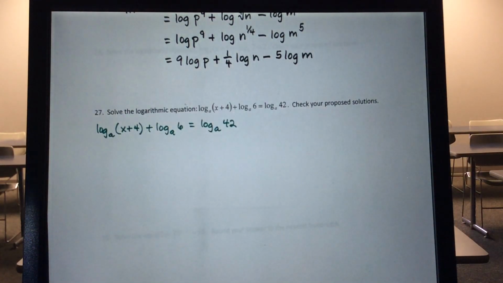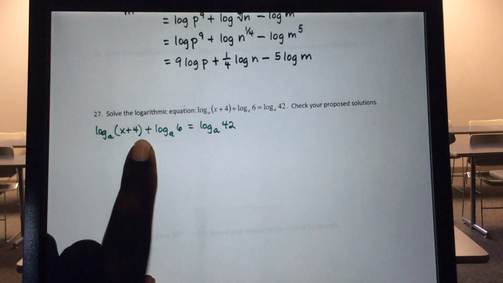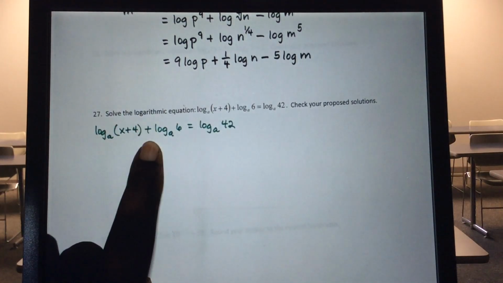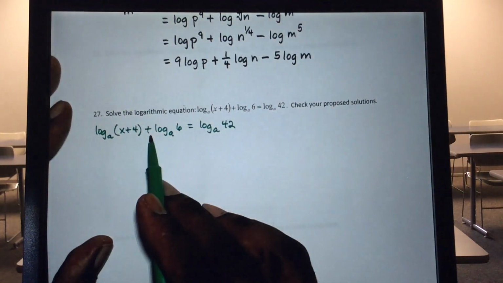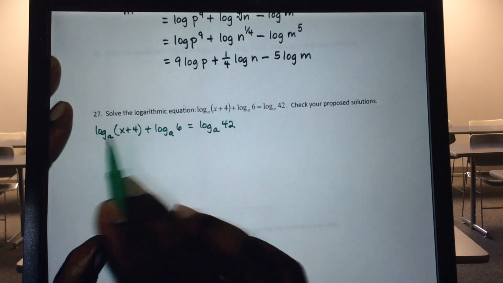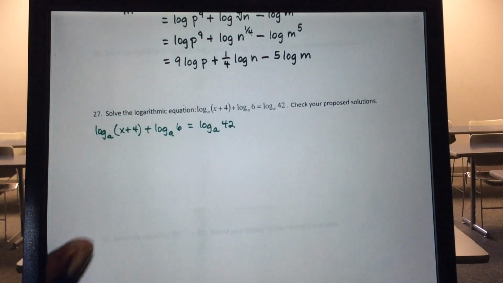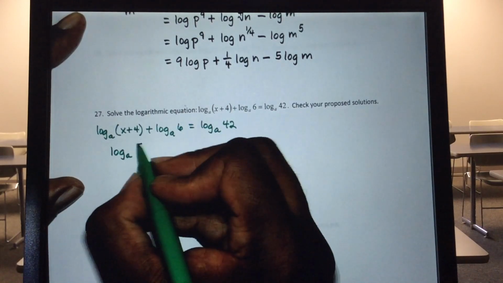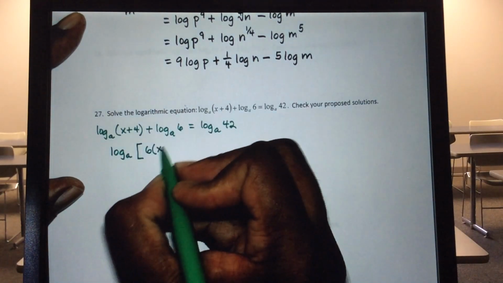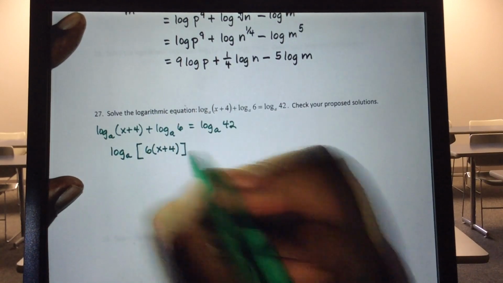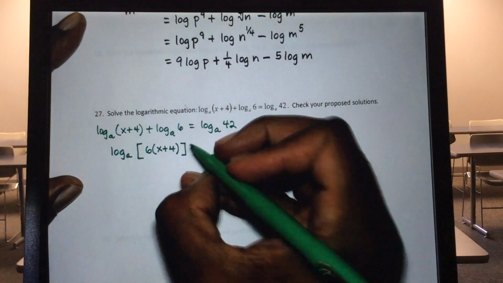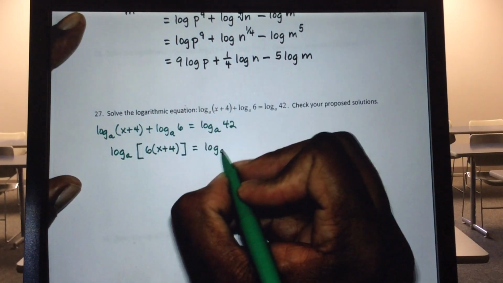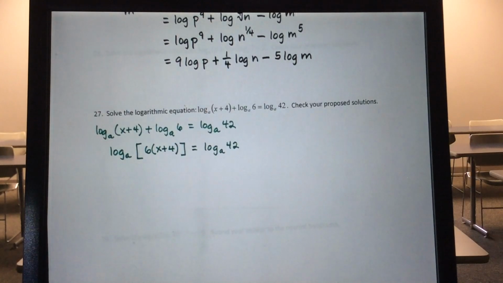Now notice I have logarithms on both sides, so I know I'm going to use the one-to-one property. But the first thing I need to do here is condense the left side as a single logarithm. Notice I have a plus sign in between the logarithms. That tells me I have the sum of their individual logarithms. I can condense that as the log of the product. So condensing that, it will be log to the base a of, now I'm going to put the 6 in front of the x plus 4. So I got log to the base a of 6 times the quantity x plus 4. And that's equal to log to the base a of 42. This is already a single logarithm.